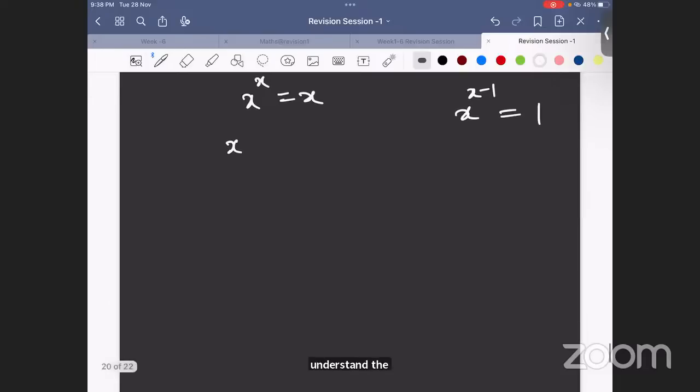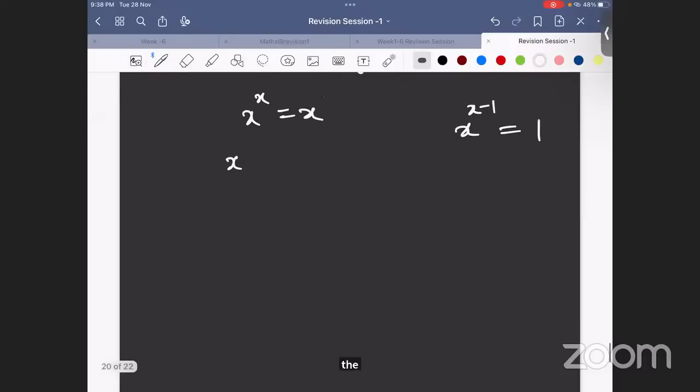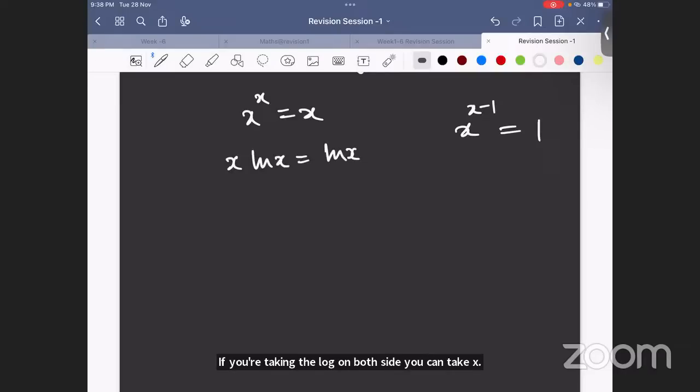No, you can solve it. Three different methods can be there. One, two, you can take the log on both sides. If you are taking the log on both sides, you can write x ln x equals ln x, right? But for taking log, only one value will show up, that is x equals 1. But how minus 1 came, that's the main question.